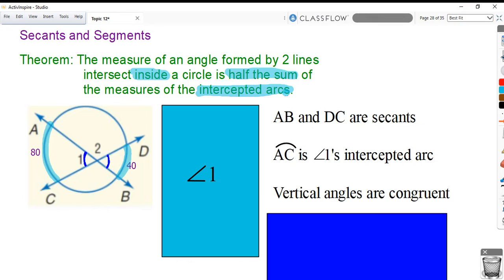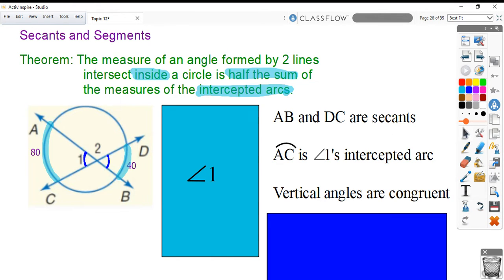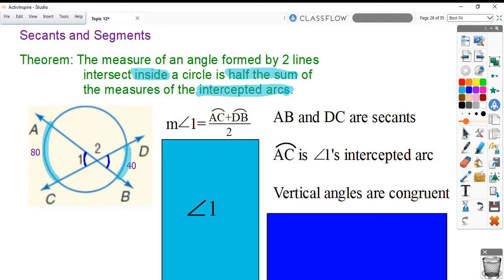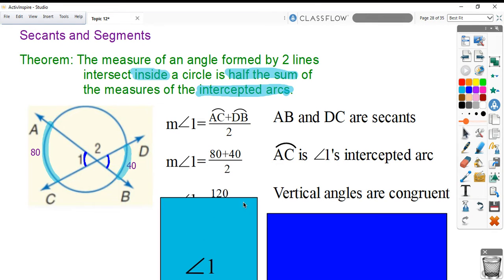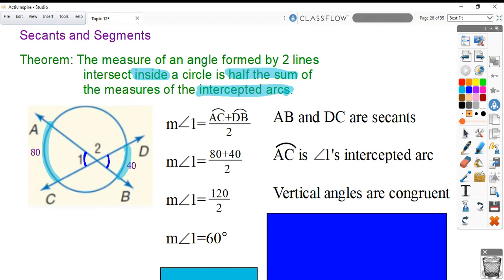Now this theorem tells us that if we're trying to find the measurement of angle one, we can take the sum of those two arcs, this 80-degree arc and this 40-degree arc. We add them together, and then we cut it in half. This is telling us that the measure of our angle is the sum of the two intercepted arcs divided by two. So it's going to be 80 plus 40 divided by 2. Doing a little quick simplification, it turns out that angle 1 is 60 degrees.